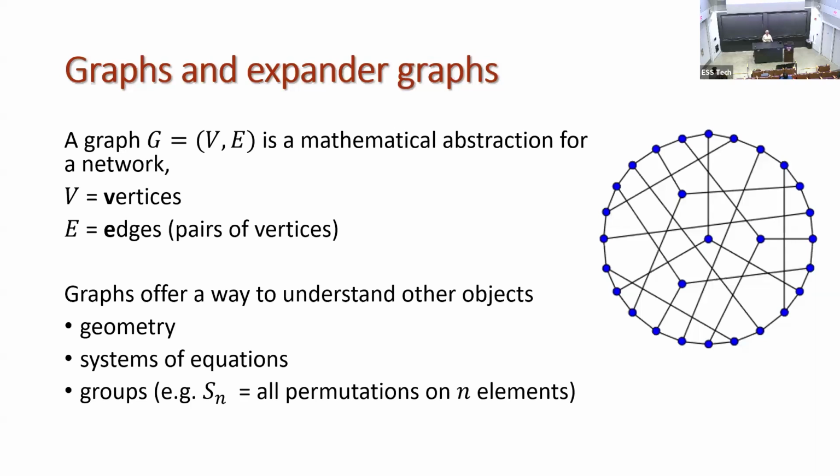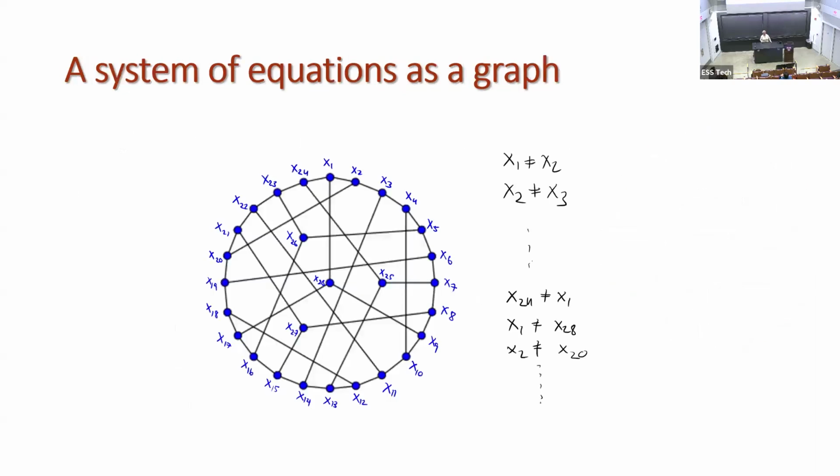So for example, think of the group of all permutations on n elements. That can be a very, very large group, even for small n. And you might want to understand things about this group by looking at related graphs. We'll see in a minute.